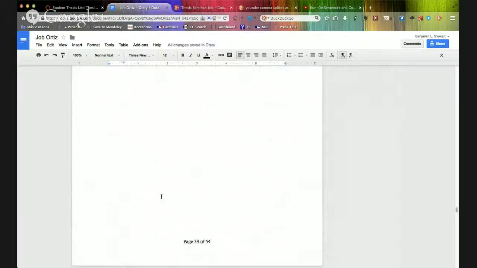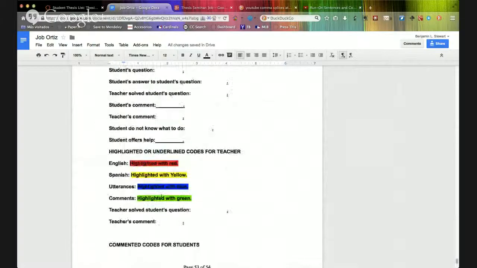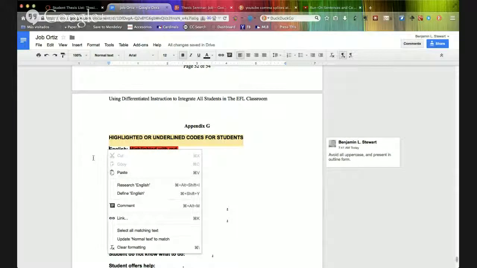And do you have your codes? In your codes, present them in an outline form like the example that I uploaded to Canvas, and I would remove all the bold text here.